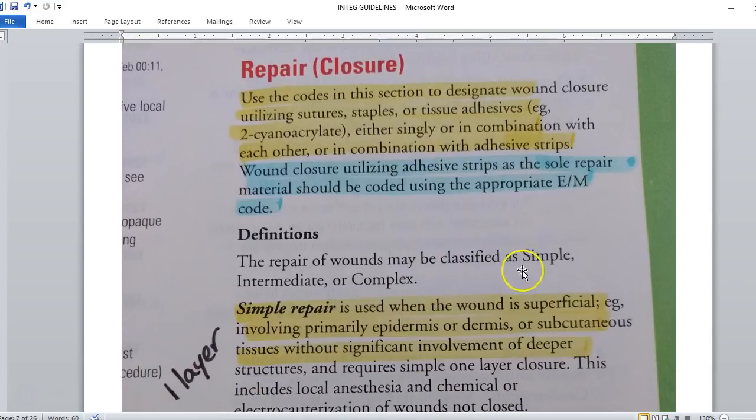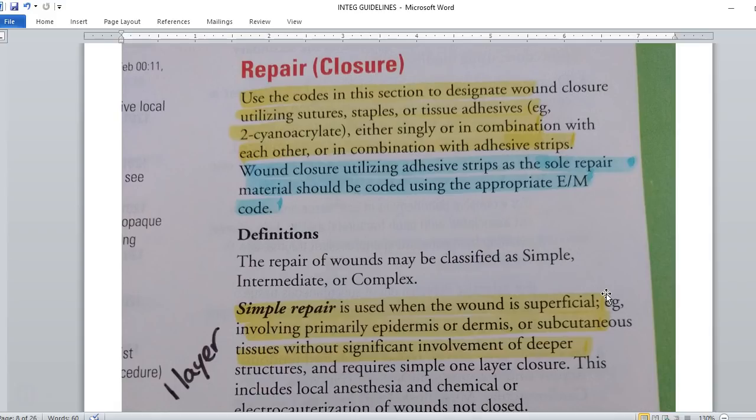So let's talk about repair closure. So again, when we were looking at the lesion removals, it told us that we may have to use another repair code because the removal or excision of benign and malignant lesions only includes simple repair. Well, what happens if we need to use more than a simple repair? This is why we have these codes.